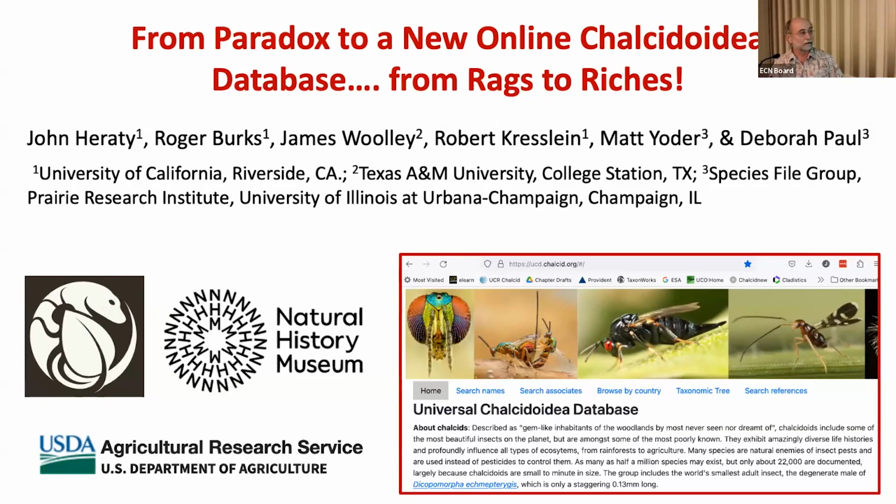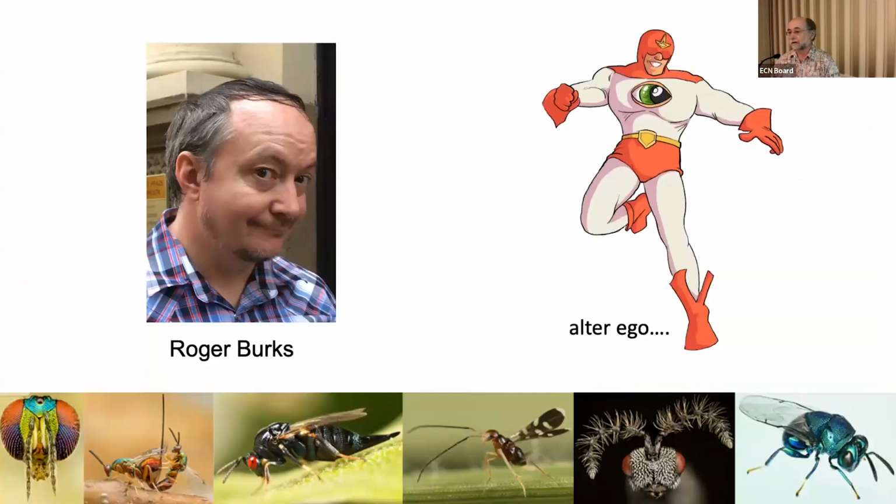So this is from Paradox to a new online Chalcidoidea database. I'll try to explain the title as the talk goes on, but this has been a big collaborative effort by a large number of people. A lot of people that have been really important in this are TaxonWorks, the Natural History Museum, and some funding by the USDA Agricultural Research Service over the last year. One person on this stands out as my superhero here, Roger Burks.